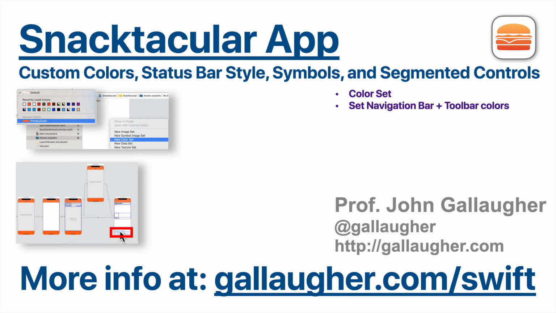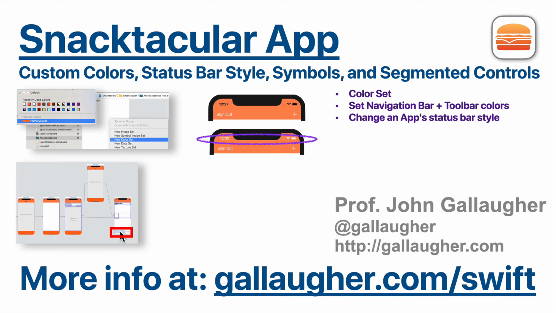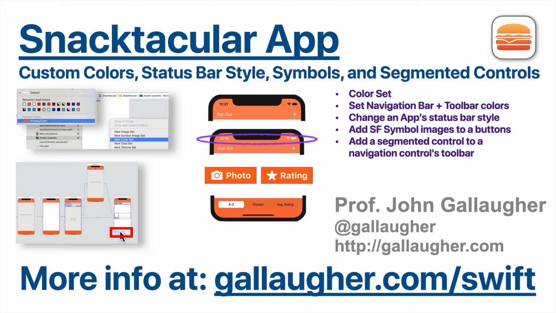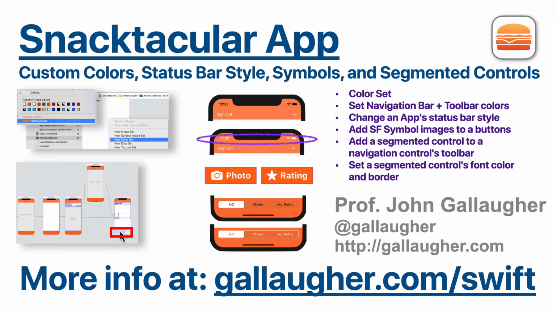We'll change the color of our navigation bar and our toolbars. We'll notice some buggy behavior in Xcode, and we'll learn what needs a workaround and what you can ignore. We'll learn how to set an app status bar. That's this area at the top of the device that includes the time, signal strength, and battery settings. We'll spiff up our buttons with SF symbol icons. We'll add a segmented control to a toolbar that's part of a navigation controller, something that's surprisingly tricky to do. And then we'll learn how to customize the font color and border of the segmented control for a more consistent user interface look. Let's learn.